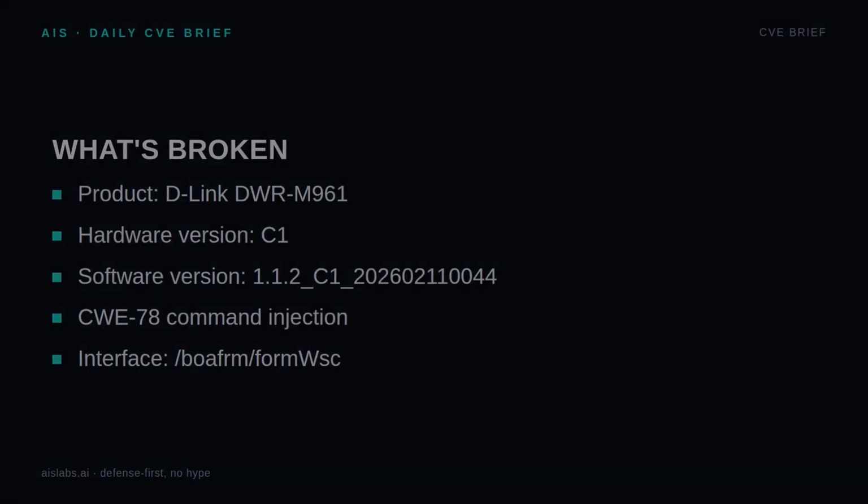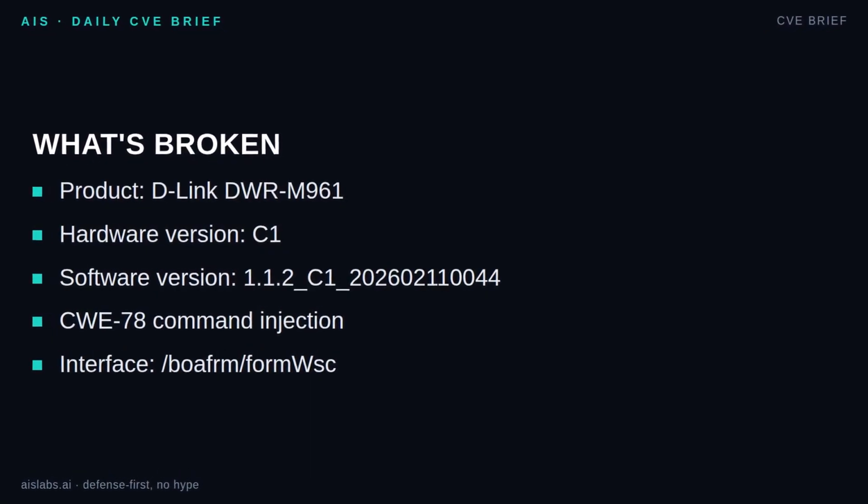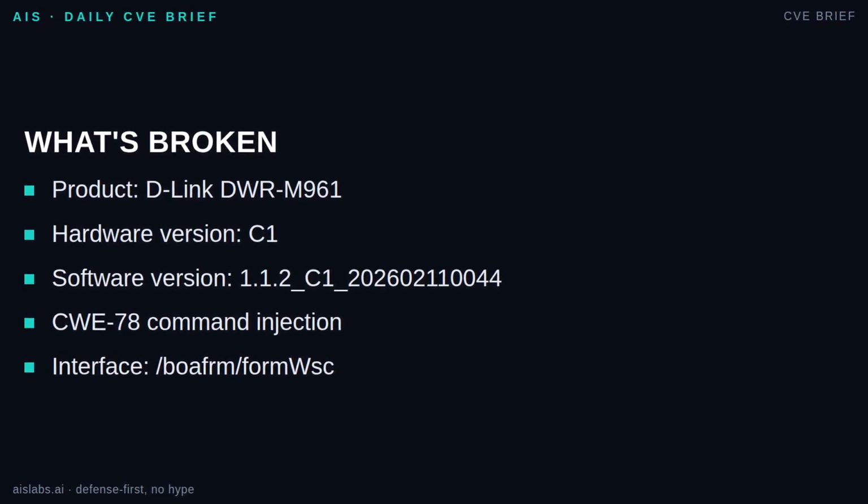The official NVD description says D-Link DWR-M961 devices with hardware version C1 and software version 1.1.2_C1 WBA26012.044 contain a command injection vulnerability in the /boafrm formWsc interface. It also names 4 fields: local pin, target APSS ID, peer pin, and peer RPT pin. A remote attacker can inject arbitrary malicious commands into those fields, resulting in command execution with root privileges.